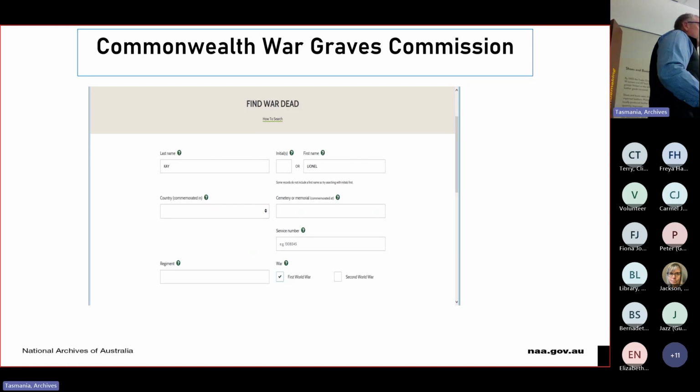Here's their search box, which you could just use with a first and last name. But of course, with all these search boxes, the more details you have, the easier it is, and the fewer results you get.